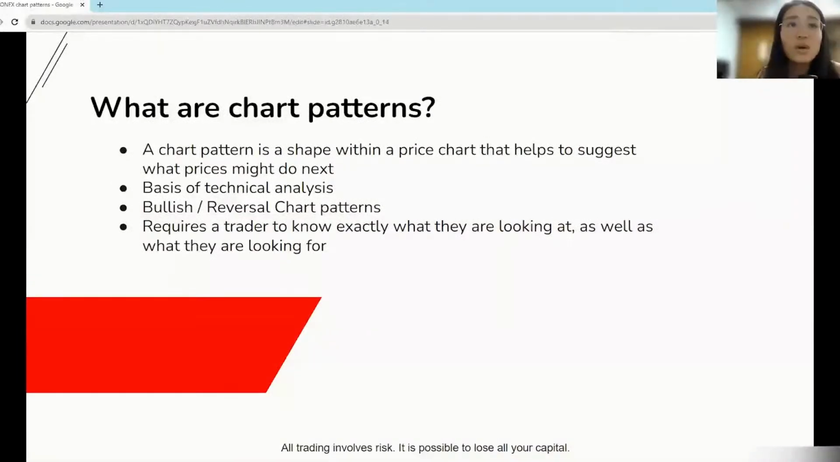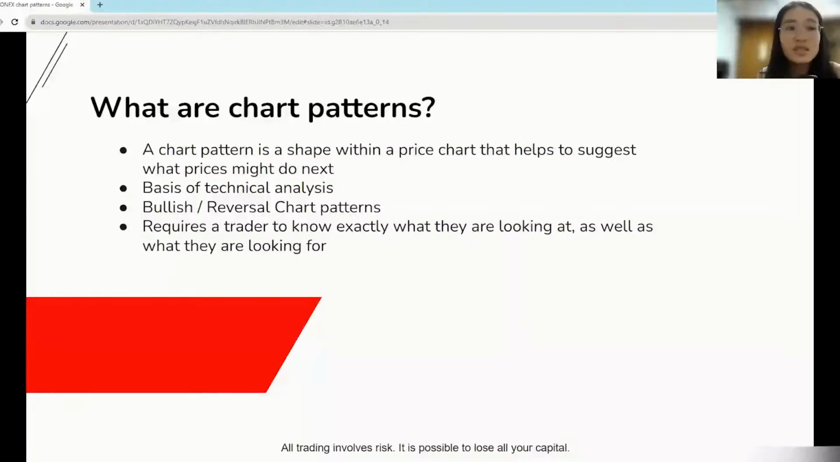Okay, so what exactly are chart patterns? Chart patterns are visual representations of historic movements in financial markets, in your stocks, currencies, like your forex, commodities, and so on and so forth. These patterns are used by traders and analysts to make predictions about future price movements.